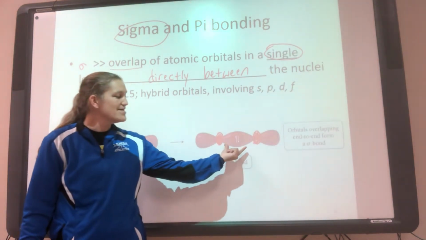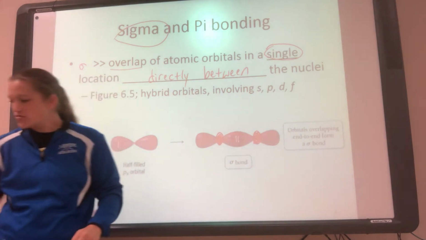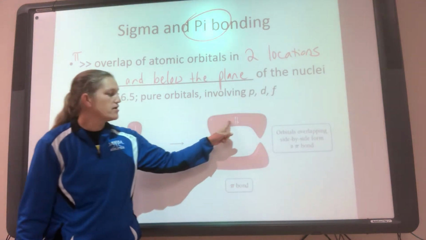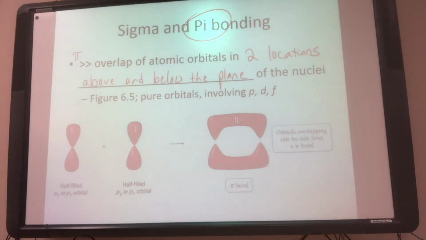Sigma bond is end to end. So it's end to end of those orbitals. Pi bond is side to side of those. So how do I know if I draw the Lewis structure if I'm doing a sigma or if I'm doing a pi bond?